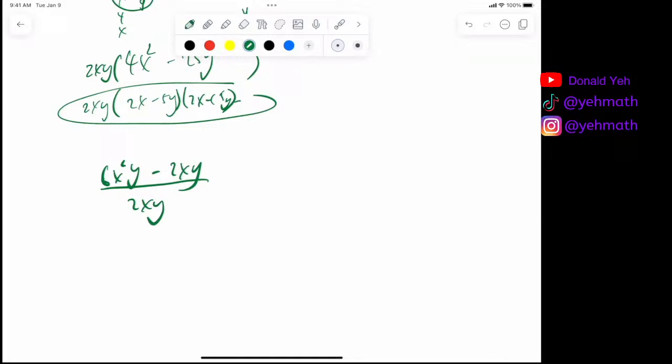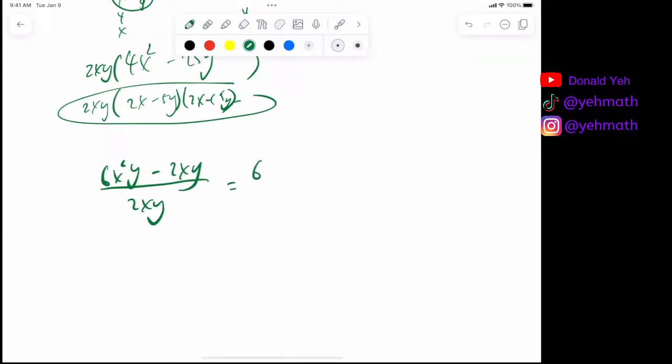3x minus 1. 3x minus 1 is good. If you can see it, great. If you don't see it, bad. The bottom is a monomial, so you can split them. That's 6x squared y over 2xy, and 2xy over 2xy. That's going to cancel down to 3x. 2xy over 2xy cancels and becomes 1.